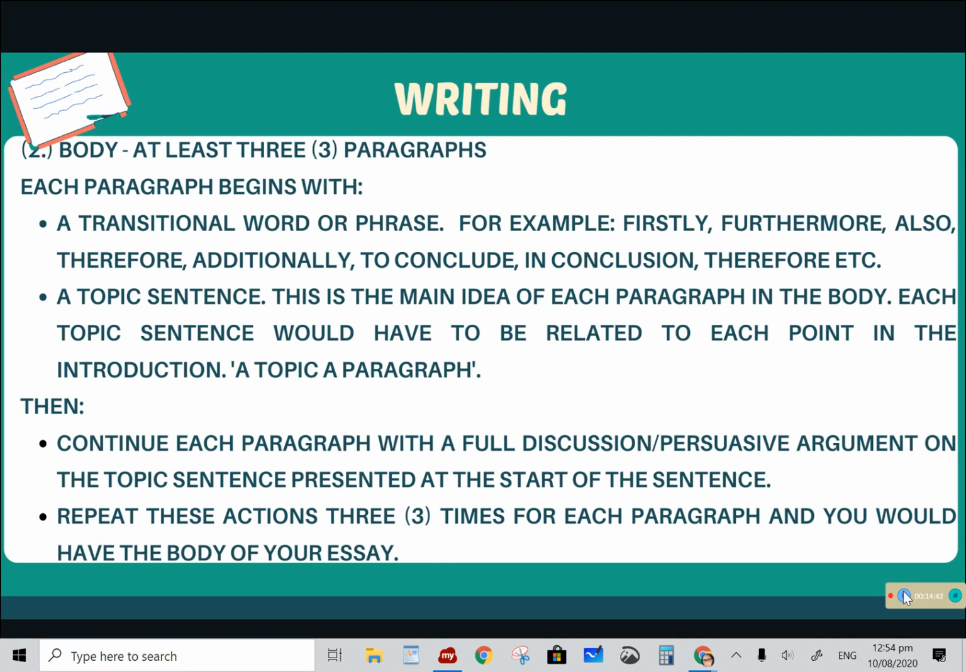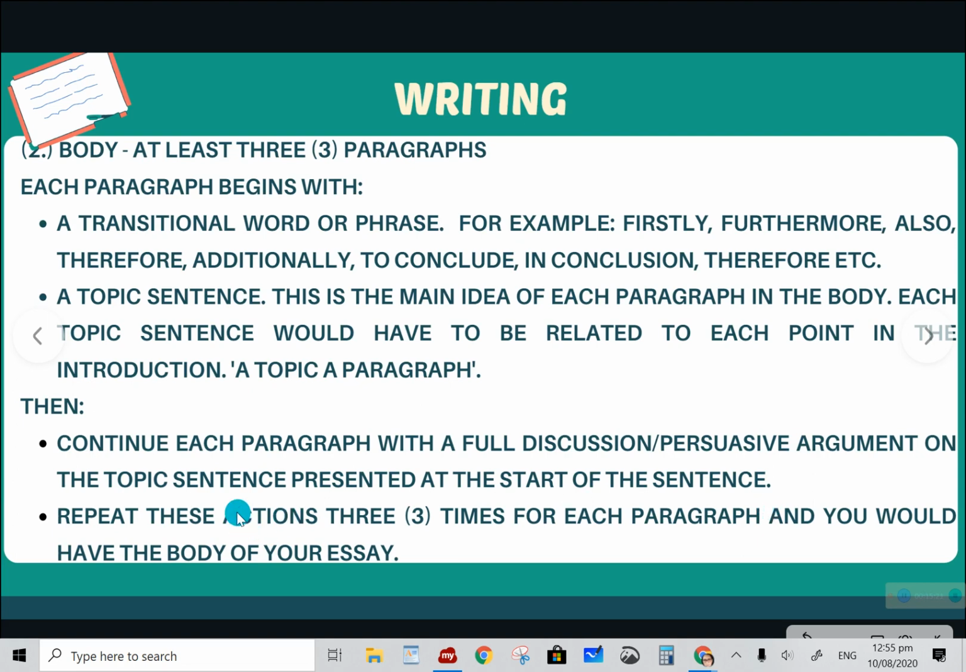Okay, so you can get your topic sentence from your introduction actually, which would be a point from your introduction. So for each paragraph, you would have a point from your introduction, creating 3 paragraphs. Then, after you have written your first sentence, which it is important that you start with a transitional word and a topic sentence, then you continue each paragraph with a full discussion or persuasive argument on the topic sentence presented at the start of the paragraph.